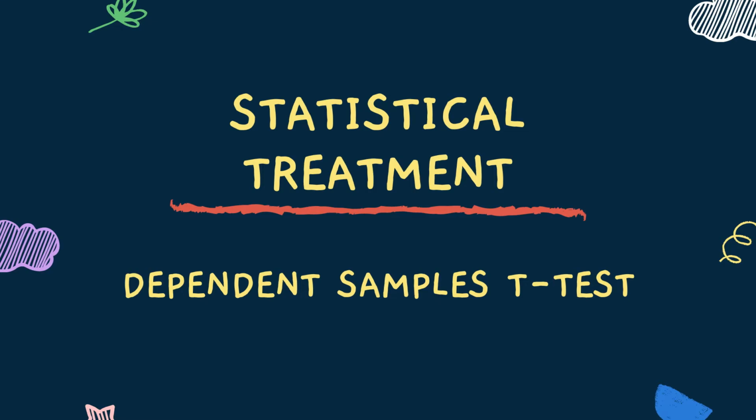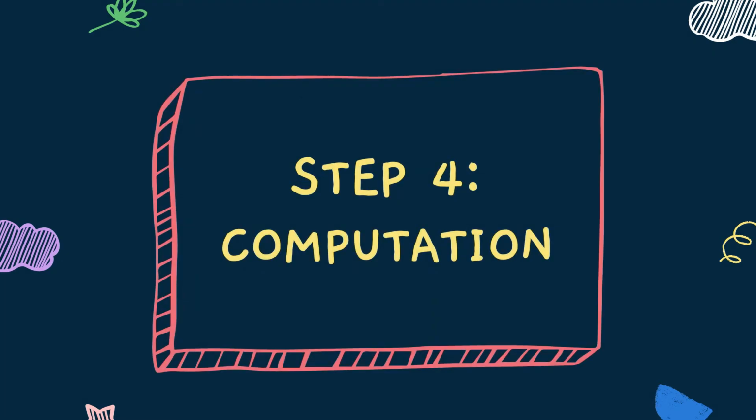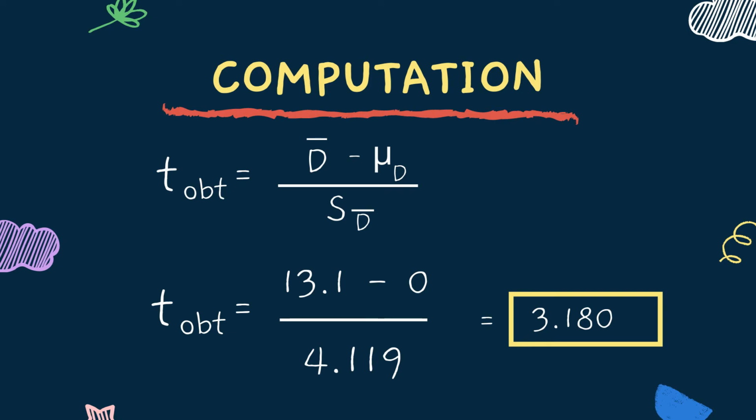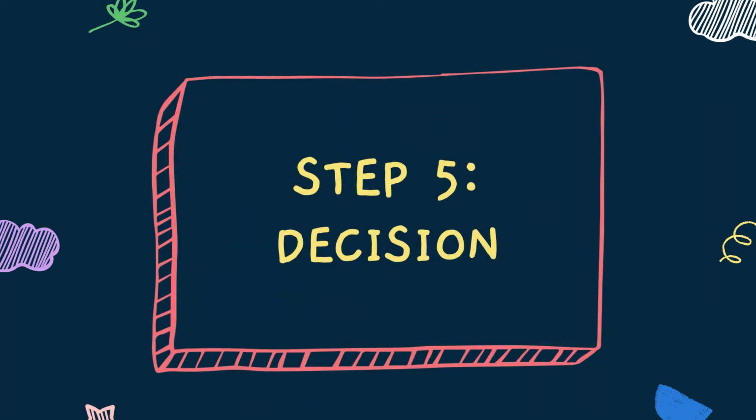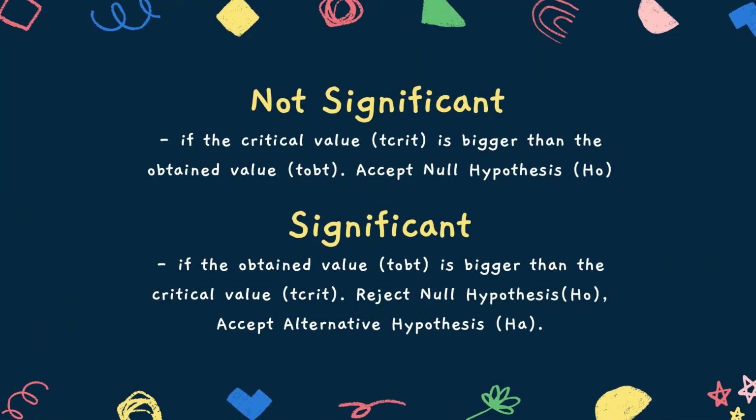After step 3, we now have step 4, which is computation. If you already accomplished the computation, simply put your solutions in this step. Since we computed for the t obtained earlier, we can just put our solution and answer here. Succeeding step 4, we have step 5, which is the decision. In the decision, we will now decide whether it is significant or not significant. If it is not significant, we should accept the null hypothesis. If it is significant, then we should reject the null hypothesis and accept the alternative hypothesis.